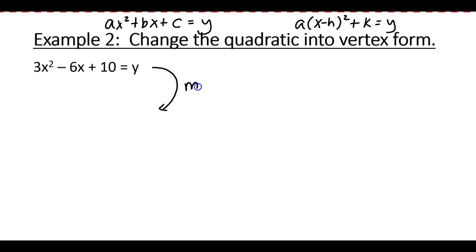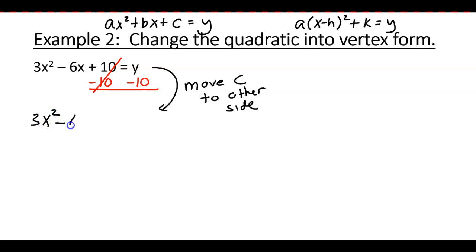Move the C to the other side. So I'm going to subtract 10 on both sides of this equation. That way it's no longer on this side, but now it's on the other side of the equation. Why did I do that? Well, we want to complete the square. So that number that's there is probably not the right one, so I'm just going to get it out of the way, because we have to create a number that will work.